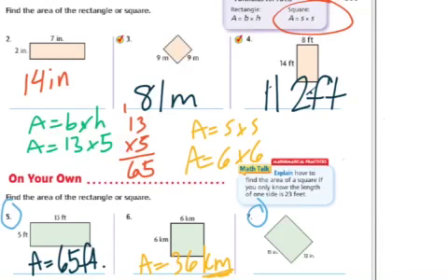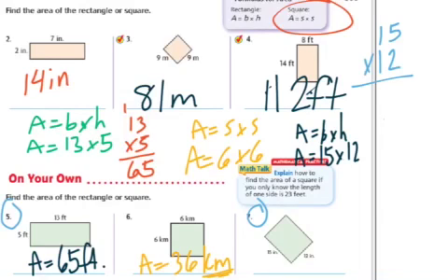Last one. This one's a little bit bigger of a problem to work out. A equals base times height. A equals 15 times 12. This one I definitely want you working out off to the side, so let's take a look. Two-digit multiplication. Let's see if you remember how to do this from the beginning of the school year.